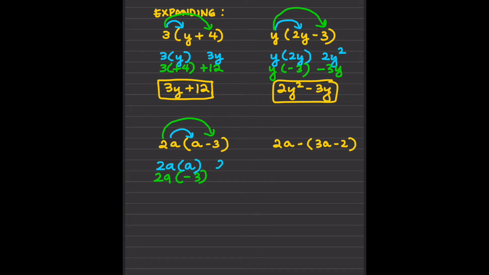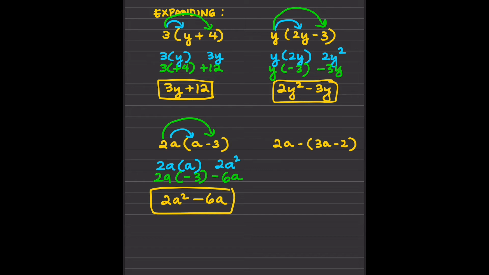So this becomes 2a squared again because of the index rule. When the bases are the same, you add the indices, and you remember, if there's no index, there is an index. There's an invisible 1 there. So 1 plus 1 equals 2. And then 2a times negative 3 is negative 6a. Remember to include the sign. So put it together, the answer is 2a squared minus 6a.